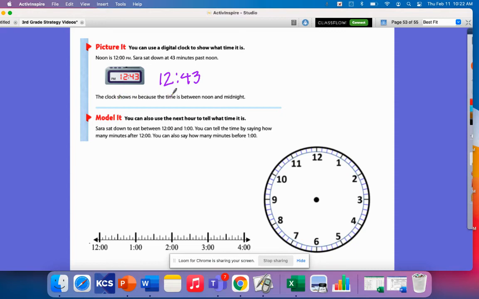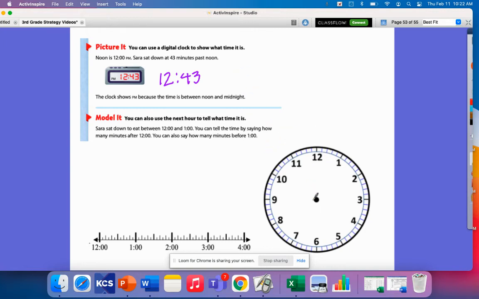So the clock shows PM because the time is between noon and midnight. So it's afternoon time. The PM and AM have to do with the revolution of that clock. When the clock starts at midnight, we have AM time, and then it hits that 12 again, we start PM. So the clock shows PM, it's noon. Sarah sat down to eat between 12 and 1. So you can tell the time by saying how many minutes after 12, and you can also say how many minutes before 1.